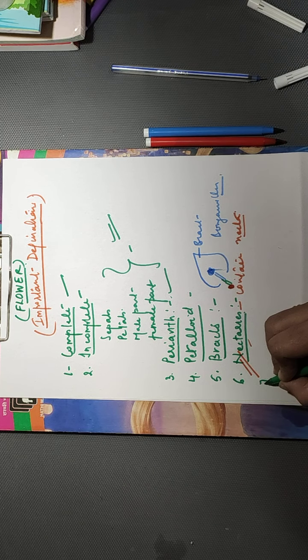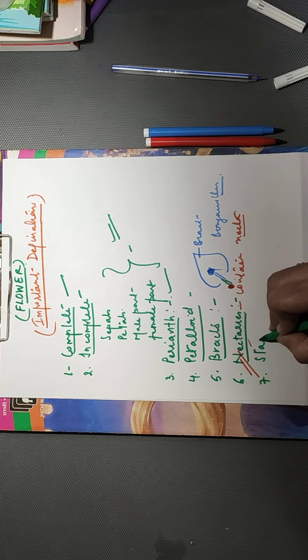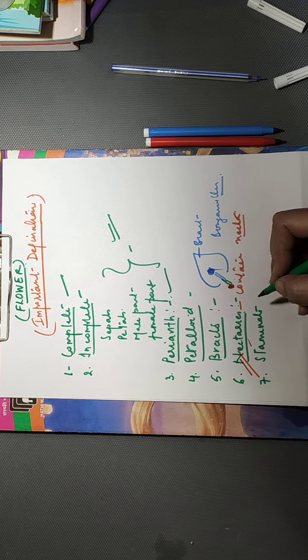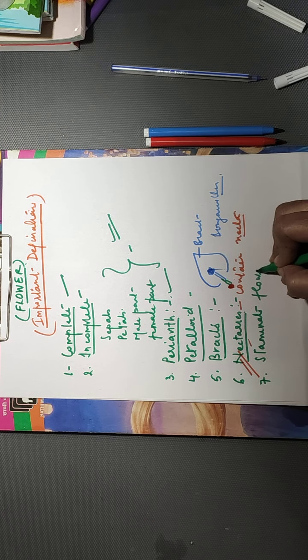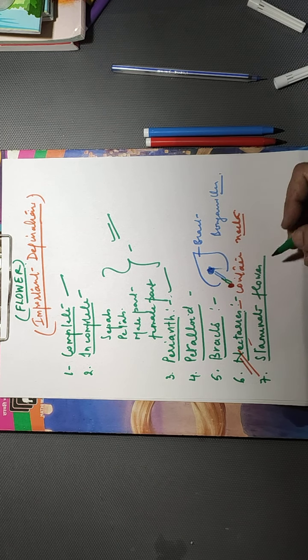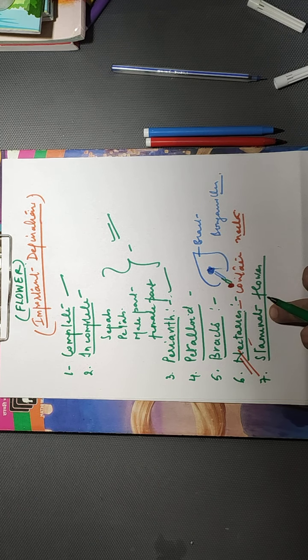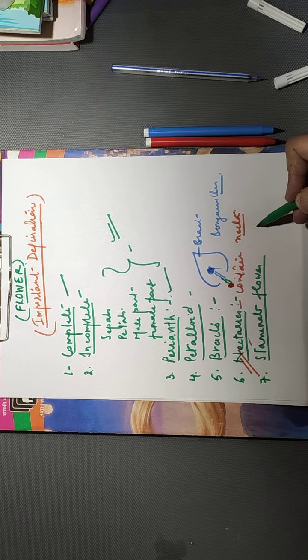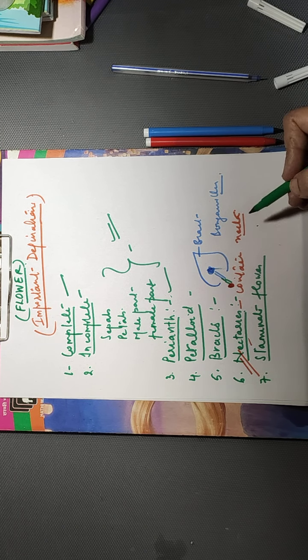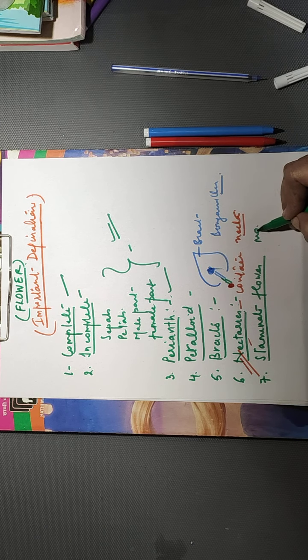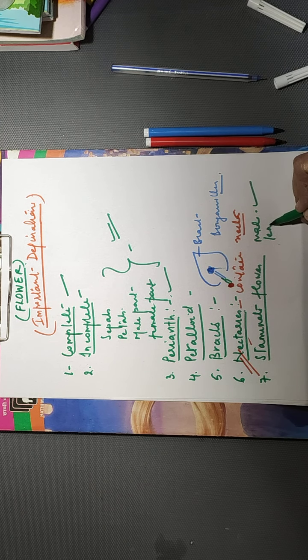Next definition is staminate flower. Staminate means it is made from stamen. Stamen is the male part of the flower. So staminate flower is a flower where the male part of the flower is present and the female part is absent.